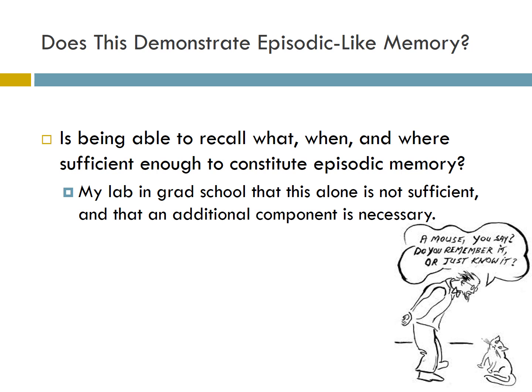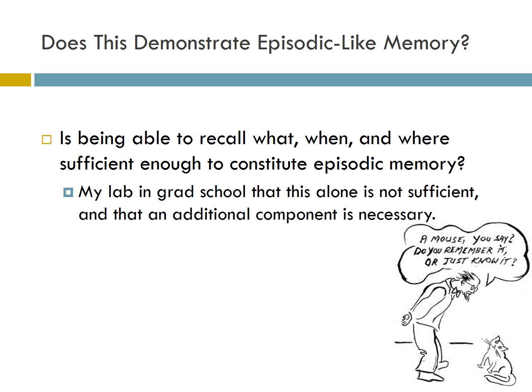Now, that brings us to this question that we're taking a look at. Does this demonstrate episodic-like memory? That is, being able to recall what, when, and where about some event, enough to say that you actually have an episodic memory of that event. The laboratory that I was in grad school was really arguing at the time that this really wasn't sufficient. So being able to recall what, when, and where about an event wasn't enough to demonstrate that the memory was an episodic memory.